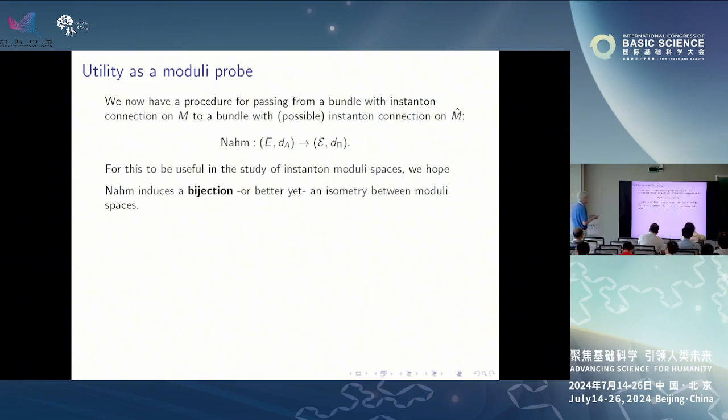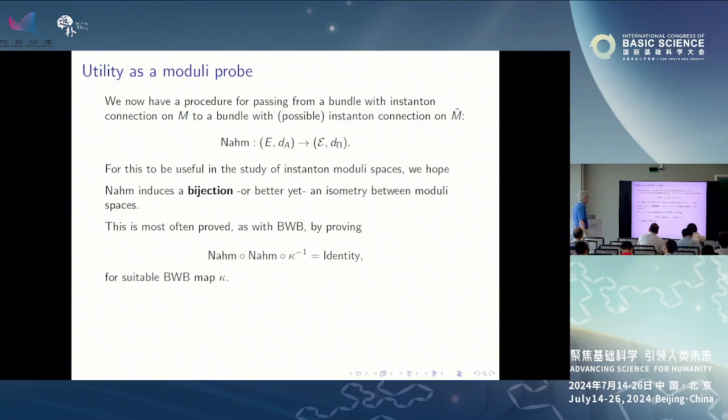So bijection is good, or even better, it's nice when it's an isometry between the moduli spaces. These moduli spaces come with canonical metrics. So this is most often proved, as with the Borel-Weil theorem we started with, by proving that if you apply a Nahm transform twice, then you compose with that kappa map, or perhaps its inverse, that we introduced earlier, we get the identity for some suitable map kappa.